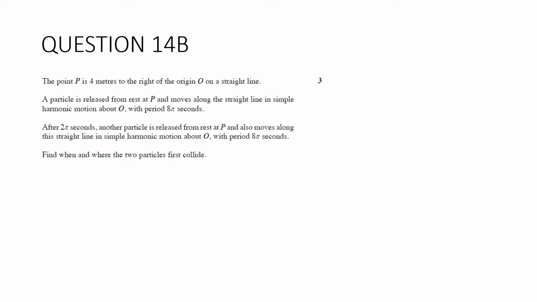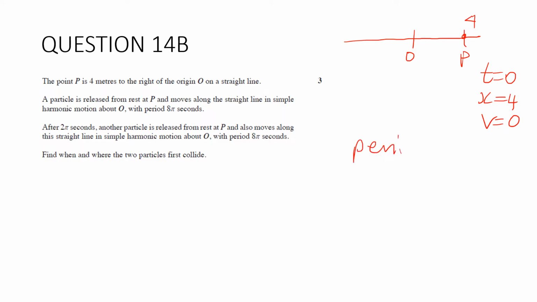14b. Point P is 4 meters to the right of the origin O on a straight line. A particle is released from rest at P, so t equals 0, x equals 4, and v equals 0. It moves along the straight line in simple harmonic motion about O with period 8π seconds. So we know that's equal to 2π on n. n must be equal to 1/4.